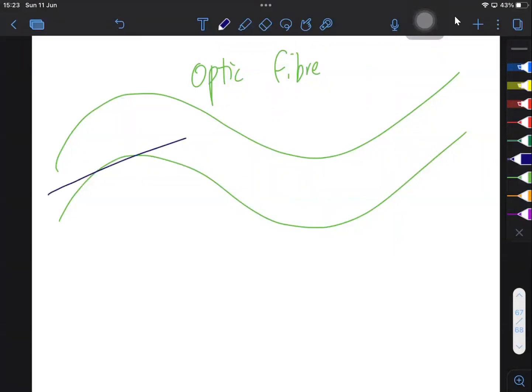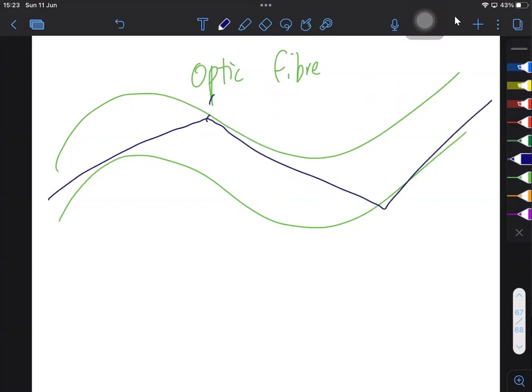Ideally, you want to have a maximum of 2 bounces only, because the law of reflection still occurs here. Your incident angle must still be the same as your reflected angle. So pay attention, you can only have a maximum of 2 bounces. This is optic fiber in telecommunication.